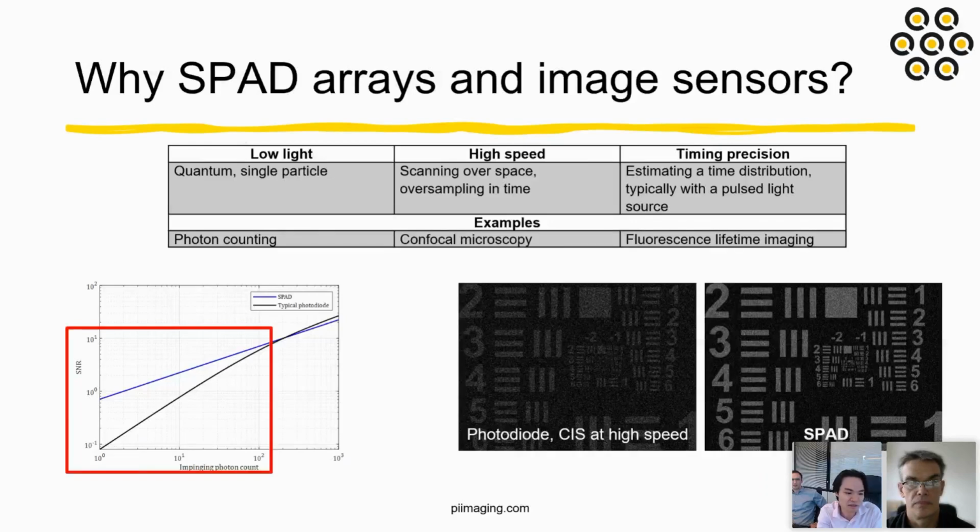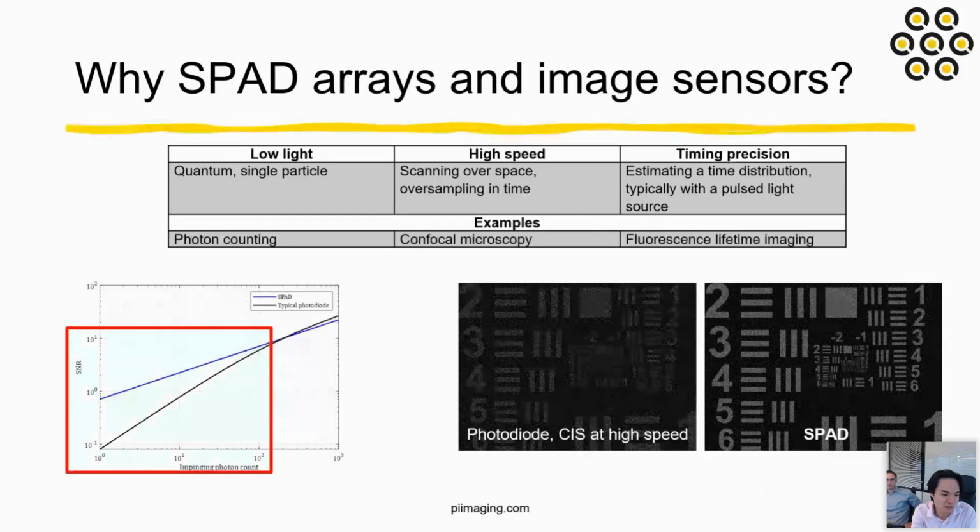So in these applications, such as photon counting, that is used in quantum applications or single particle imaging, you can see that the signal to noise ratio of a SPAD is better than a conventional photodiode at a very low impinging photon count. On the right, you can see a comparison of a SPAD and a photodiode under just 10 impinging photons. You can see that the SPAD image has a better signal to noise ratio.